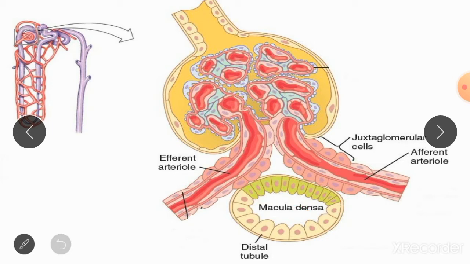These cells are able to detect sodium concentration, and if the sodium concentration is low, they send signals to the special cells of the efferent arterioles, known as JG cells, and JG cells are responsible for the secretion of renin. So let us see how all of this works.